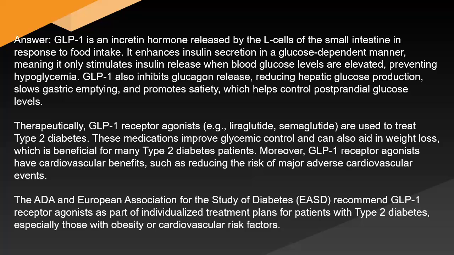postprandial glucose levels. Therapeutically, GLP-1 receptor agonists, e.g., liraglutide, semaglutide, are used to treat type 2 diabetes. These medications improve glycemic control and can also aid in weight loss, which is beneficial for many type 2 diabetes patients. Moreover, GLP-1 receptor agonists have cardiovascular benefits, such as reducing the risk of major adverse cardiovascular events. The ADA and European Association for the Study of Diabetes (EASD) recommend GLP-1 receptor agonists as part of individualized treatment plans for patients with type 2 diabetes, especially those with obesity or cardiovascular risk factors.